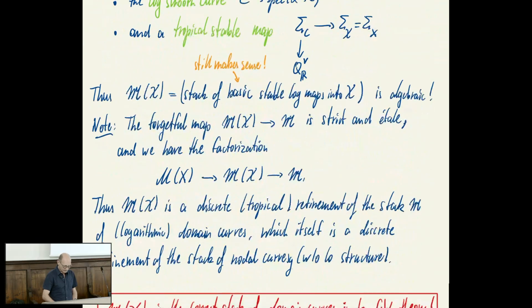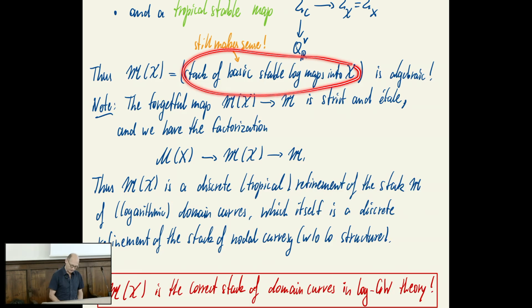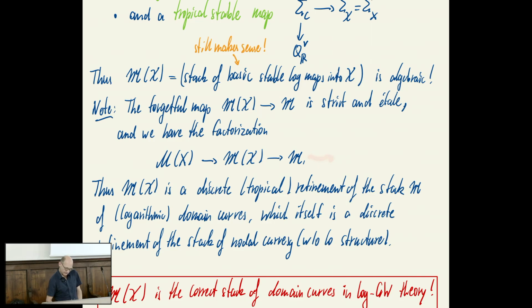And then, as an application, we see that we can define a stack of basic stable log maps, not to our space X, but to this Artin fan. That defines an Artin stack again, and this lives over the Artin stack of nodal curves together with a log structure. Of course this still goes on, right? I'm running out of M's here, but there's another M that would be the stack of nodal curves. So there's this factorization.